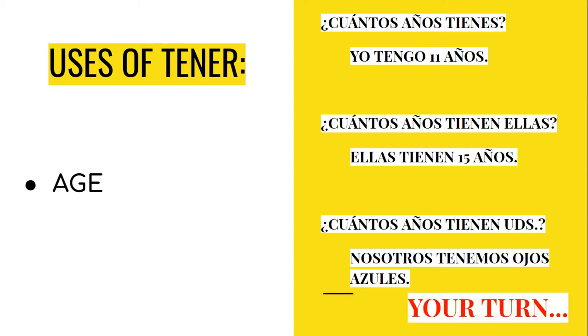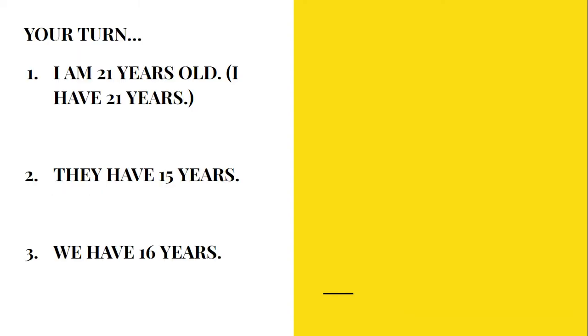Now it's your turn. So you're going to work on saying, I am 12 years old, which is the same way of saying I have, use the verb tener, I have 21 years. They have 15 years. We have 16 years. Pause the video, talk it out with somebody.